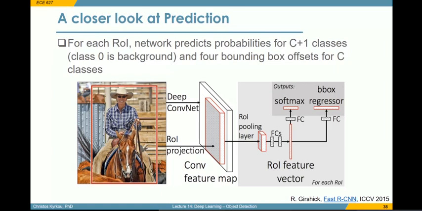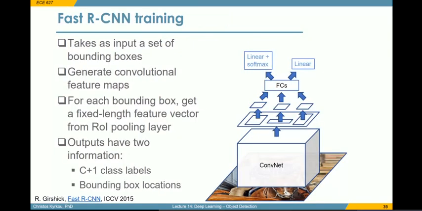And prior to the classification, we have some fully connected layers that transform the feature vector, and at the same time we also regress the bounding box location. In this way, the Fast-RCNN algorithm is end-to-end trainable.